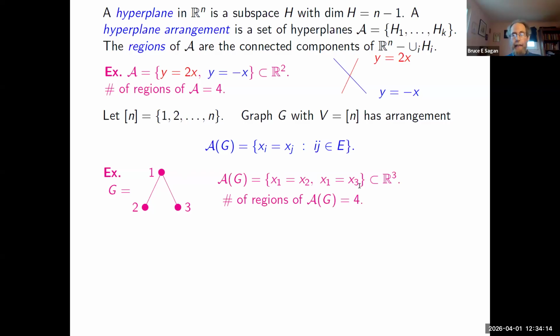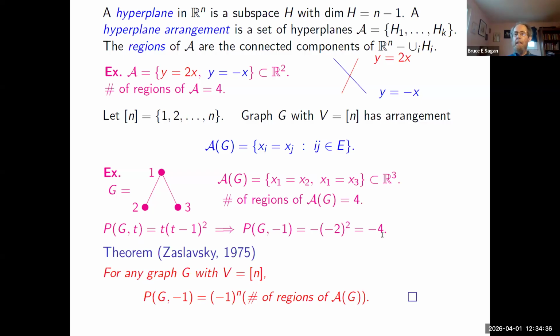And now I'm going to do the same weirdo thing with a chromatic polynomial. I'll take the chromatic polynomial of this, right? t for that vertex, times (t minus 1) squared. And I'm going to plug in -1. And out comes -4. And you probably know what the next theorem says. It's Zaslavsky's theorem that says if I take any graph G whose vertices are 1 through n, and take its corresponding arrangement, then plugging in -1 into the chromatic polynomial gives you, up to a sign, the number of regions.